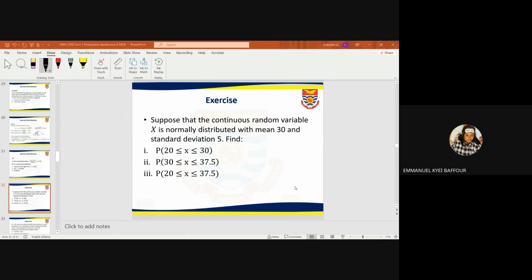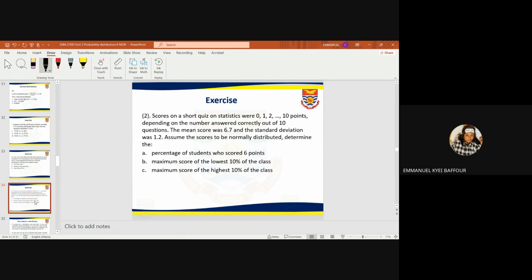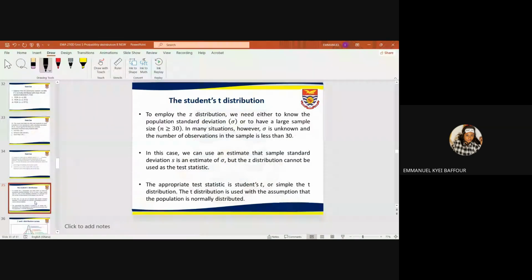So there are exercises that you can try your hands on. So we want to look at the T distribution. All these are exercises that you can try your hands on. Or you look at the T distribution.